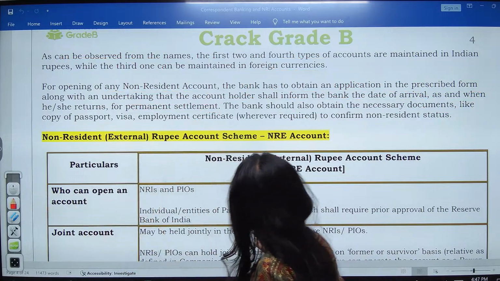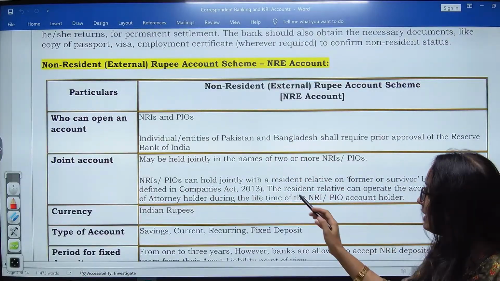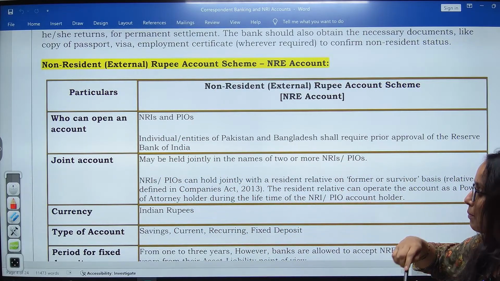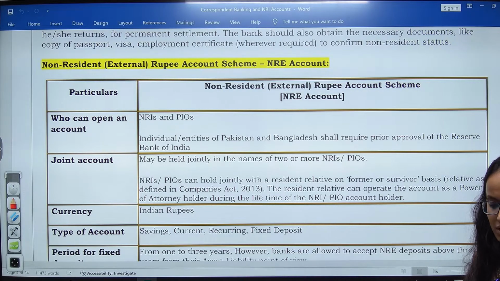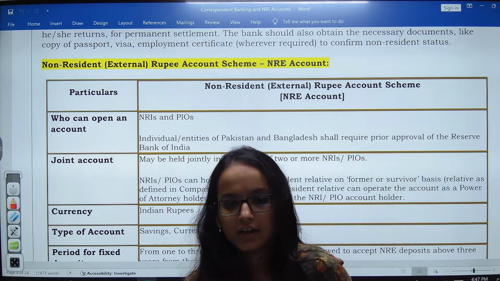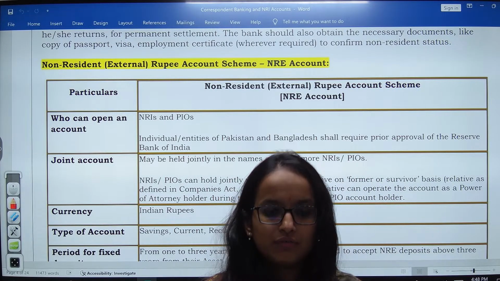Next we will be dealing with each of these four accounts in detail, like their particulars and their provisions. We'll compare all of them, so that would be interesting. I hope you have understood what we did today, and I hope you got these concepts. So that was it for today's class.